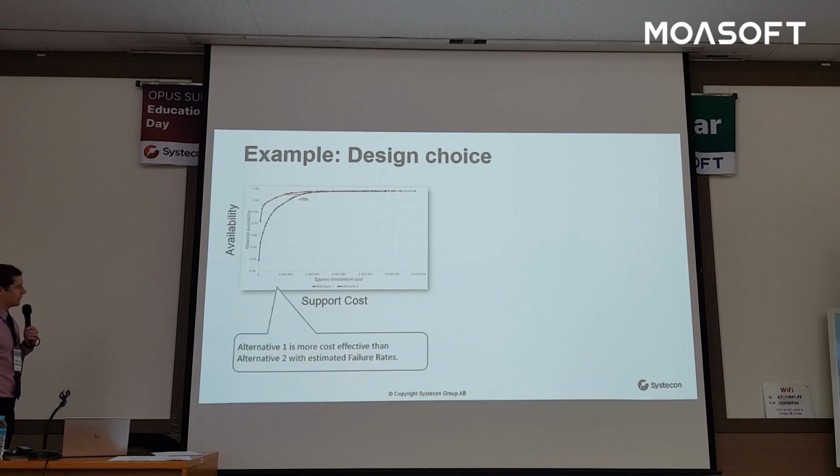And then, when we're doing support costs, here we can compare alternative 1 to 2 with the estimated failure rates. And this is what we do for all the outcomes, that's if we do 500 replications. So we do 500 random draws. And this is an example of one of them. So we get two different alternatives.